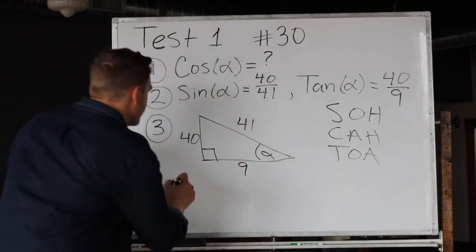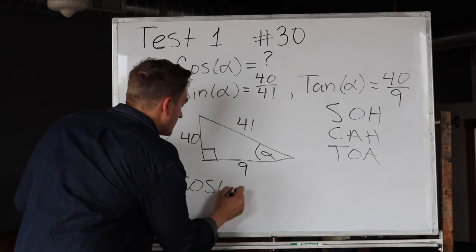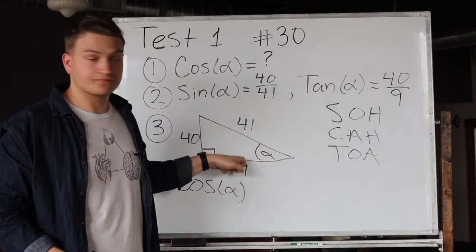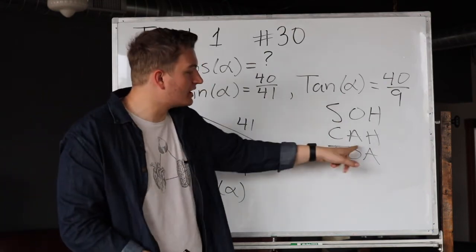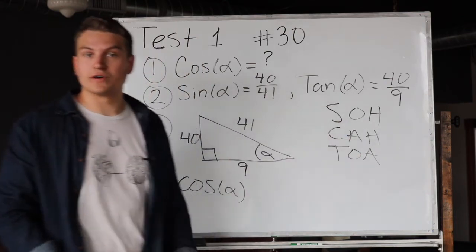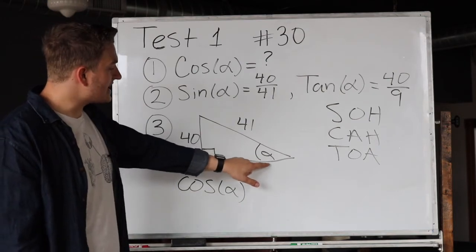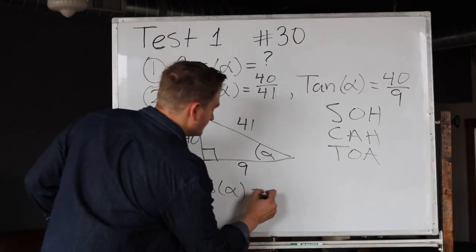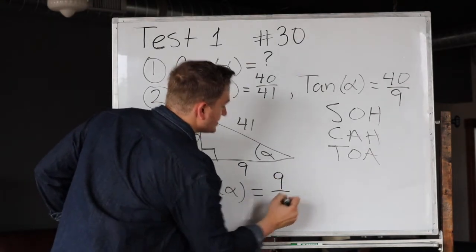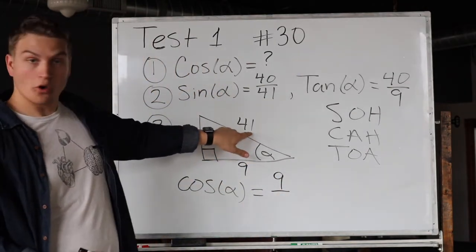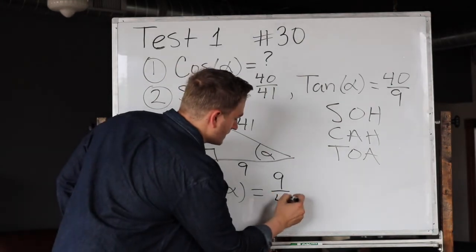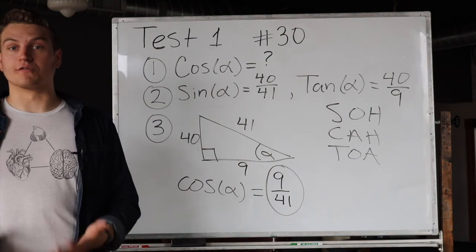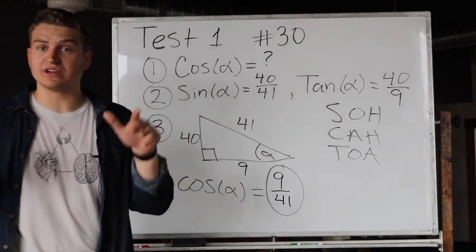Now if we want to find cosine of alpha, given that we're dealing with this triangle, remember cosine, SOHCAHTOA, is adjacent over hypotenuse. So the adjacent side to our angle alpha is 9. Adjacent over hypotenuse, which is 41. So once again, we find that our answer is 9 over 41. It doesn't matter which way you do it, you'll get the same answer.